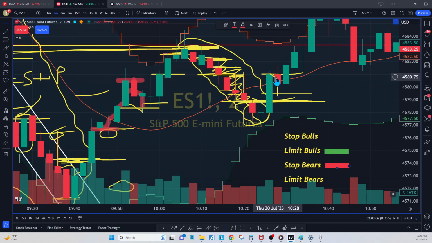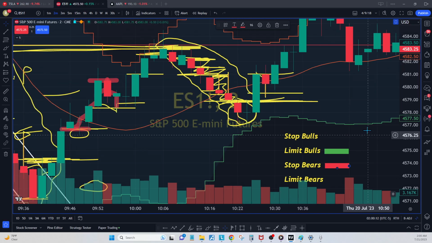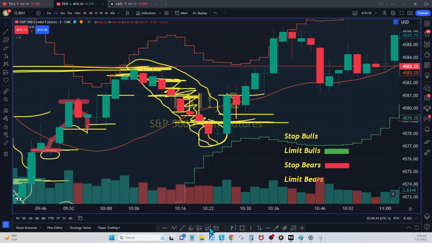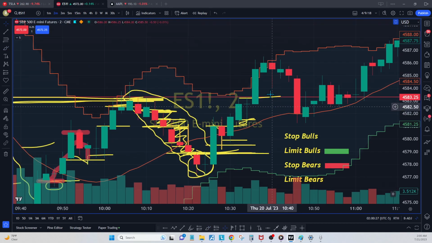So you could choose who to be. You could still be a stop bear because they did just make money here. But I'd probably err on the limit bear side of it, or limit bull side of it. So here, you made money. You bought that low. Here, you bought this low. You made money. Then the stop participants came in briefly. Okay. But now there's trouble up here.